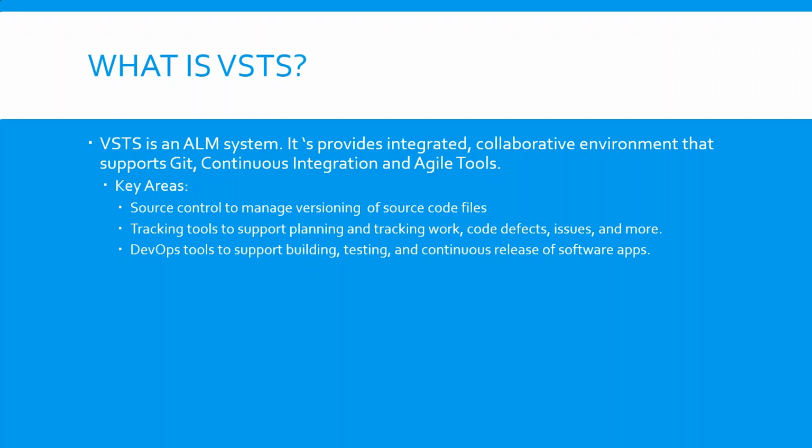Three main key areas are designed for VSTS. One is source control, that means Git. We will discuss Git in more detail later on. Git source control manages versioning of the source code files. Tracking tools support planning and tracking work and code defects, issues and more. The third is DevOps: VSTS enables DevOps tools to support building, continuous testing, and continuous release. We can do a lot of things in the software development lifecycle with continuous integration.